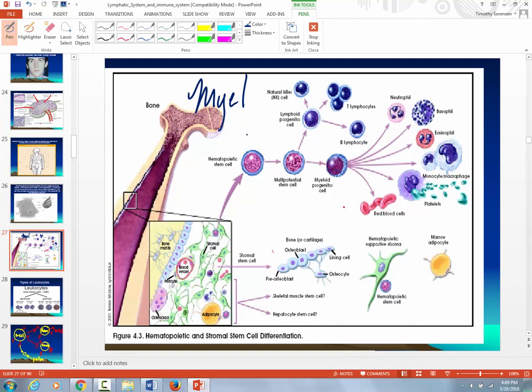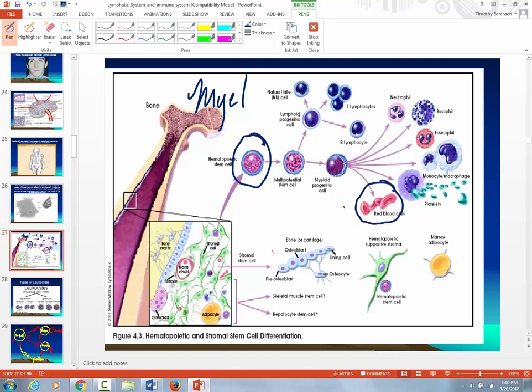Ready? All blood cells start out as hematopoietic stem cells. Hemat, blood. Poietic, form. So all of these white blood cells, red blood cells, platelets, all form from these hematopoietic stem cells. Then they begin to differentiate.